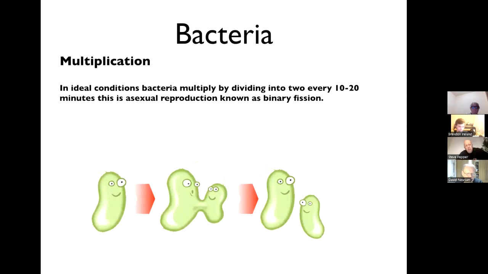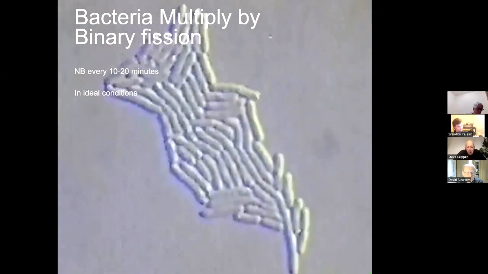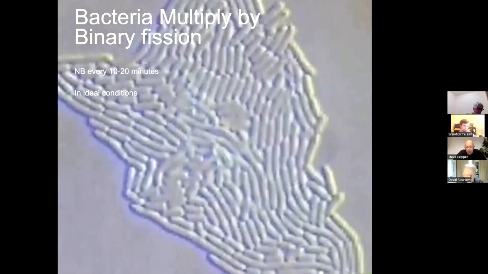In ideal conditions, bacteria, as we said, multiply by dividing into two every 10 to 20 minutes. This is called asexual reproduction, and it's known as binary fission. You start off with a parent cell on the left, which then splits into two, and then you have two daughter cells. That's a video of binary fission. It's a sped-up version, but it shows that we start with two, and in a very, very quick period of time, you end up getting millions.